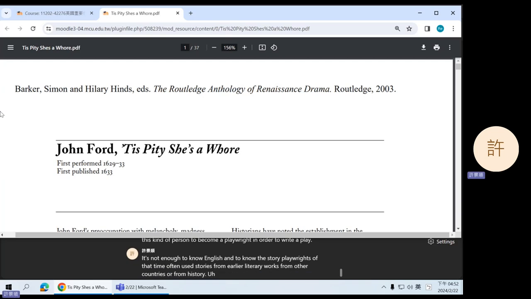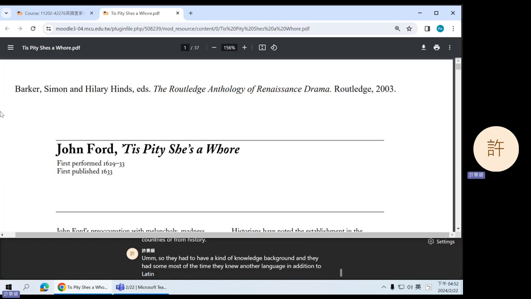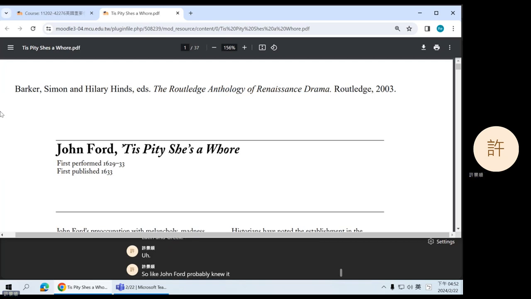So they had to have a kind of knowledge background, and most of the time they knew another language in addition to Latin and Greek. So like John Ford probably knew Italian. But we don't have too many details about his life. Even the most famous playwright, Shakespeare, there are large parts of his life we know nothing about. So it's not too surprising.